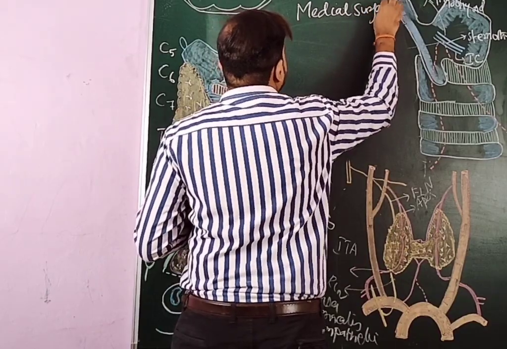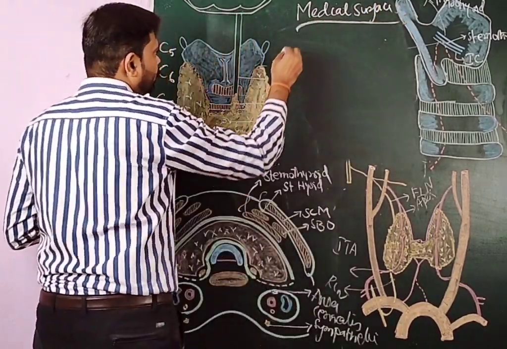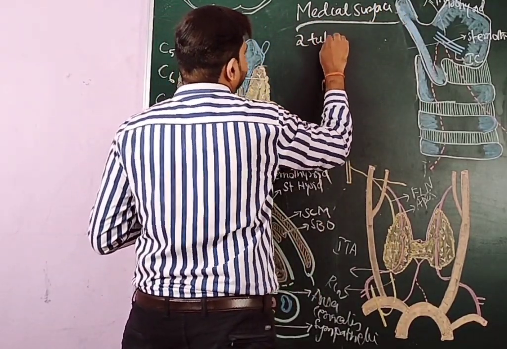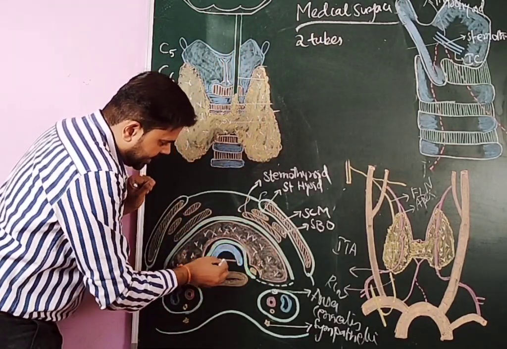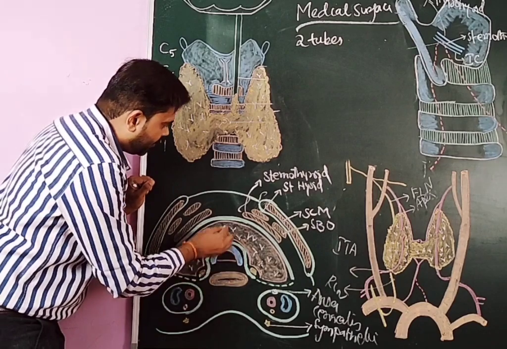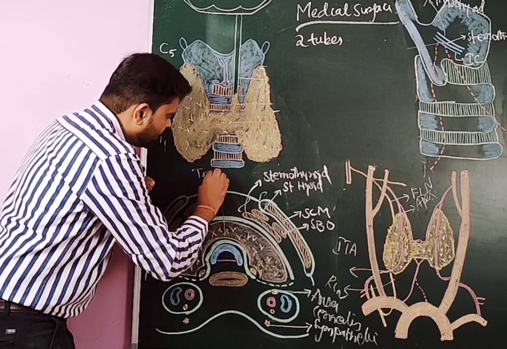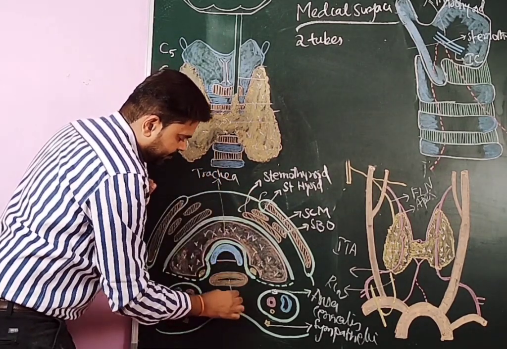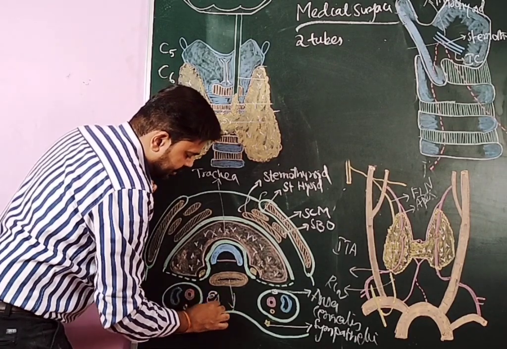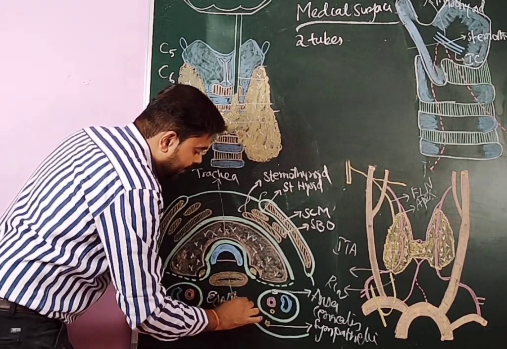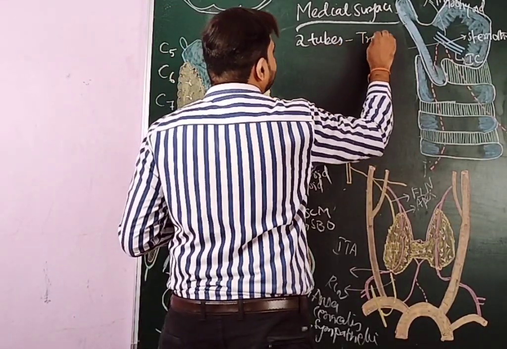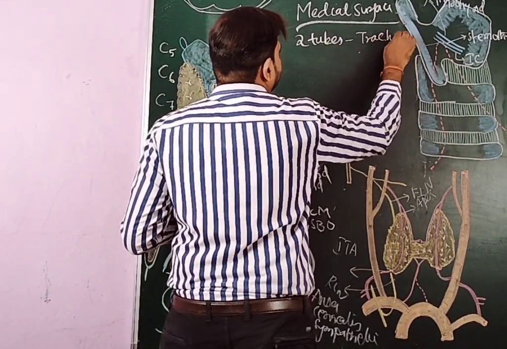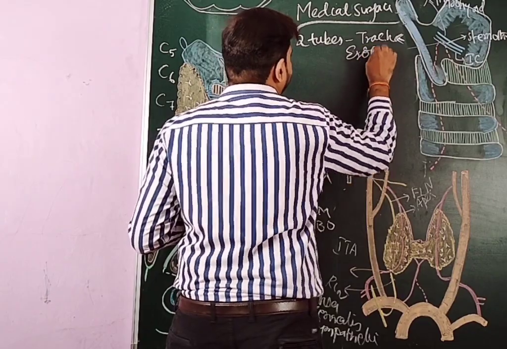The medial surface is related to two tubes. In this diagram you can see this is the medial surface. Here you can see the two tubes. Number one will be the trachea. Behind the trachea we can see one tube, that is the esophagus. So the medial surface is related to two tubes, that is the trachea and esophagus.